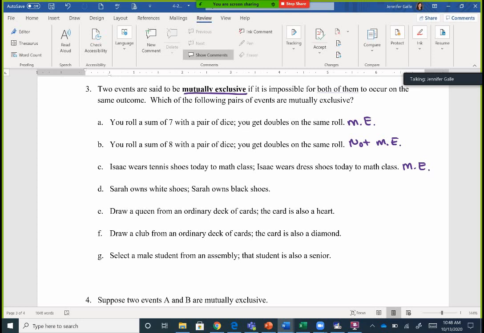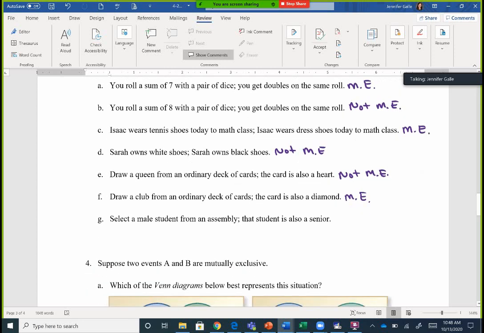All right, Sarah owns white shoes. Sarah owns black shoes. They're not. Drawing a queen from a deck of cards, and the card is also a heart. Not. All right. Drawing a club, and the card is also a diamond. Those are. I can't get a card that's both. Selecting a male student from an assembly, and that student's also a senior. Those are not.